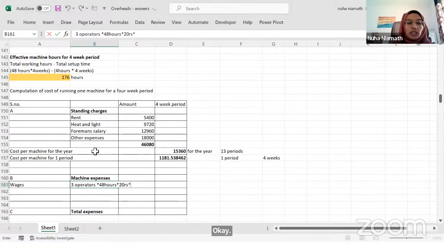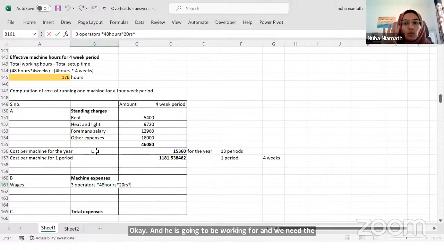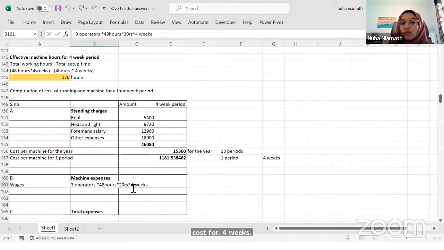And he is going to be working for, and we need the cost for 4 weeks. Each week has 48 hours, and for 4 weeks, we will need 4 into 48 hours. Is this clear?